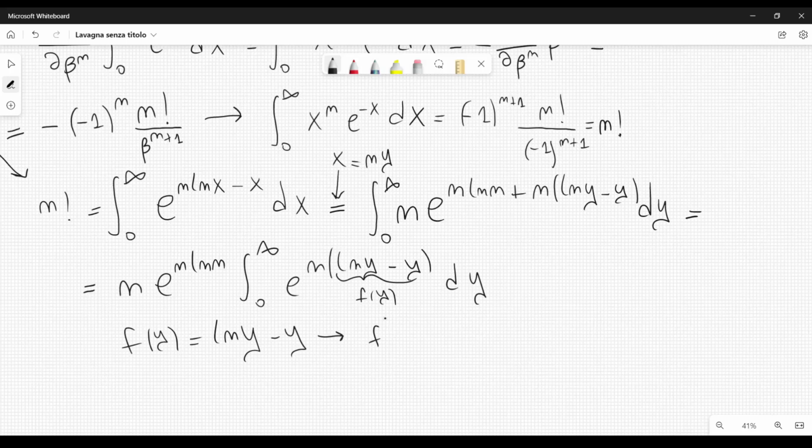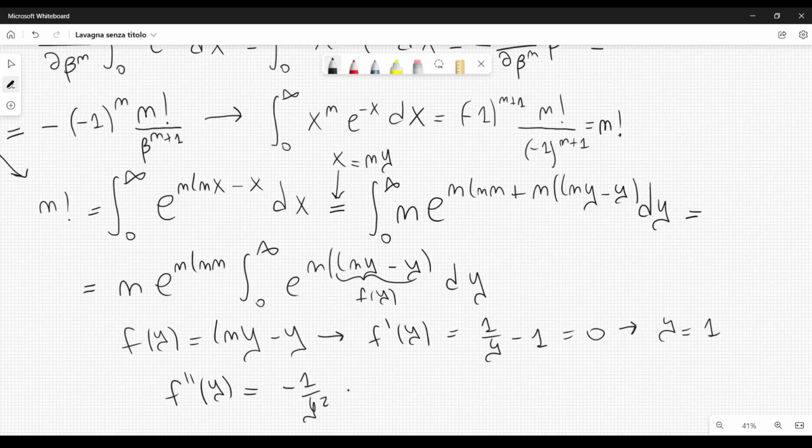If we take the derivative, f prime of y is equal to 1 over y minus 1. And if we set this equal to 0, we find y equal to 1, which is the point at which the function f of y is maximized. We can also find the second derivative to prove this, because f double prime of y is minus 1 over y squared, and if we set y equal to 1, we get that f double prime of 1 is equal to minus 1.